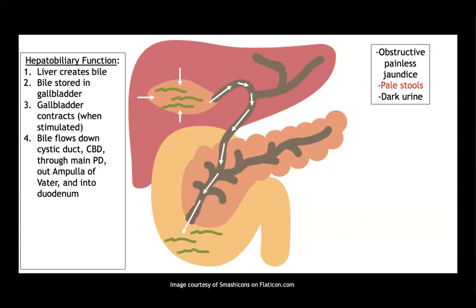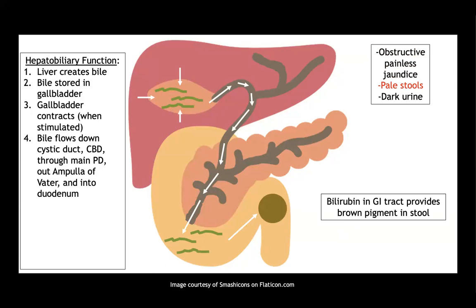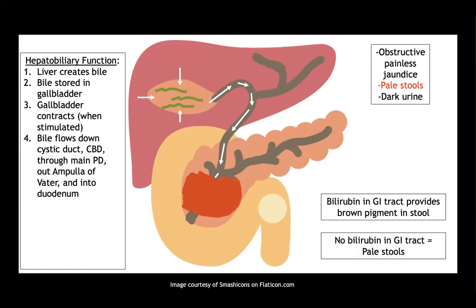Pale stools arise from a similar mechanism. What's going to happen here is that we need the bile to reach our GI tract in order to provide that brown pigment in our stool. So if we have this pancreatic tumor blocking this whole pathway, what's going to happen is that the stool cannot turn brown and it'll stay pale.